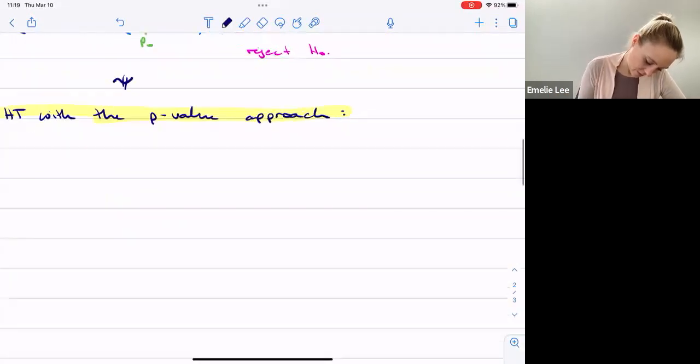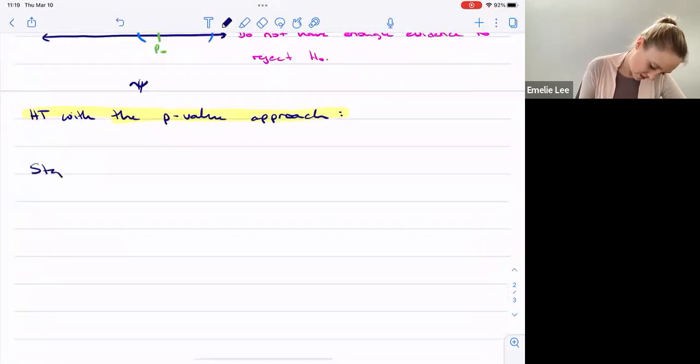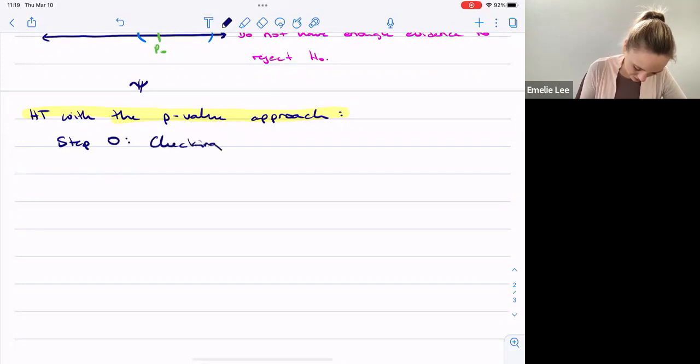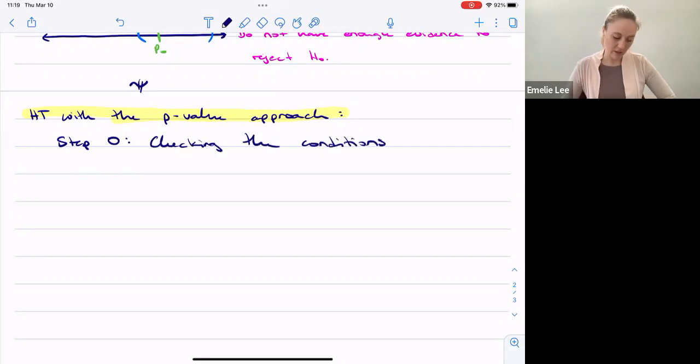Step one, oh my gosh, I started talking about it and then I forgot. Step 0, let's call it, is checking the conditions. It's not really part of the hypothesis testing, but it is part of being able to use the tools that we're about to use. So we have to check the conditions. I call it step 0 because I'm kind of sneaking it in there.